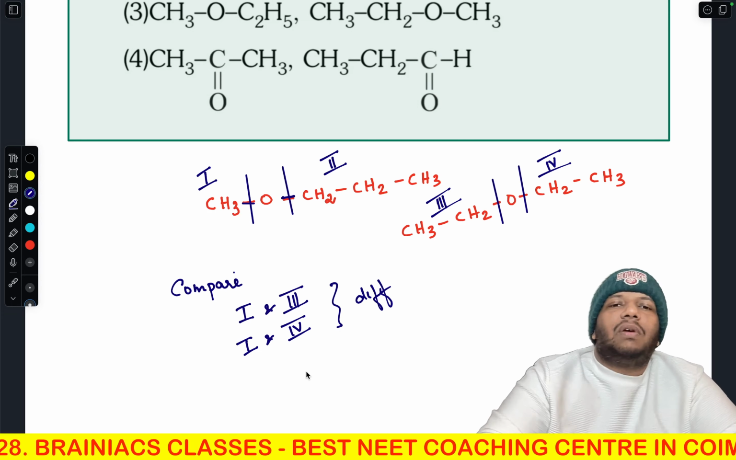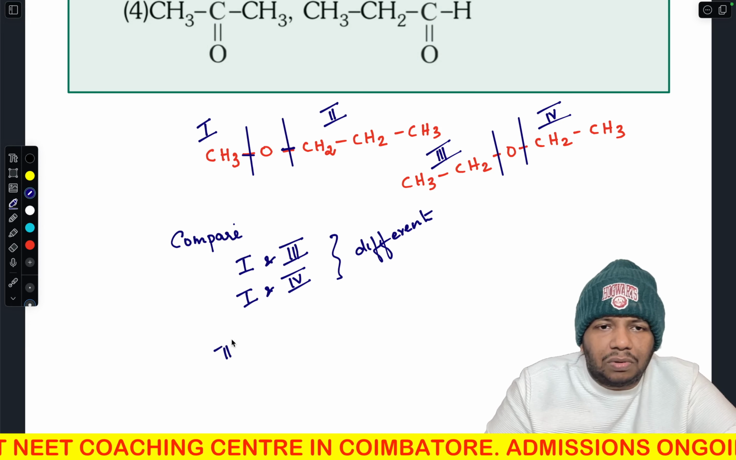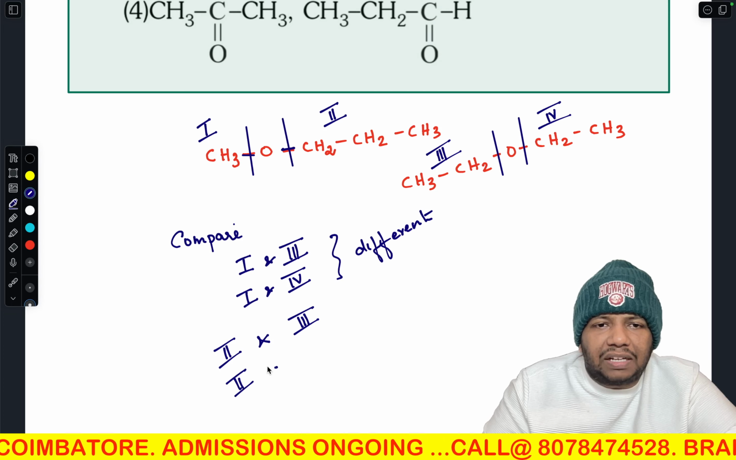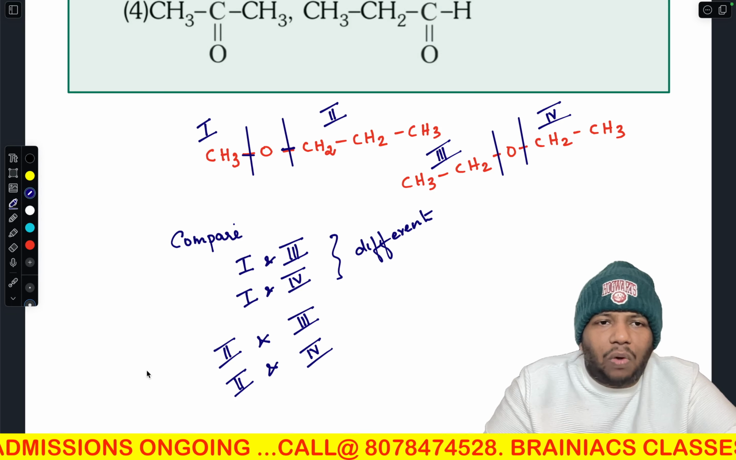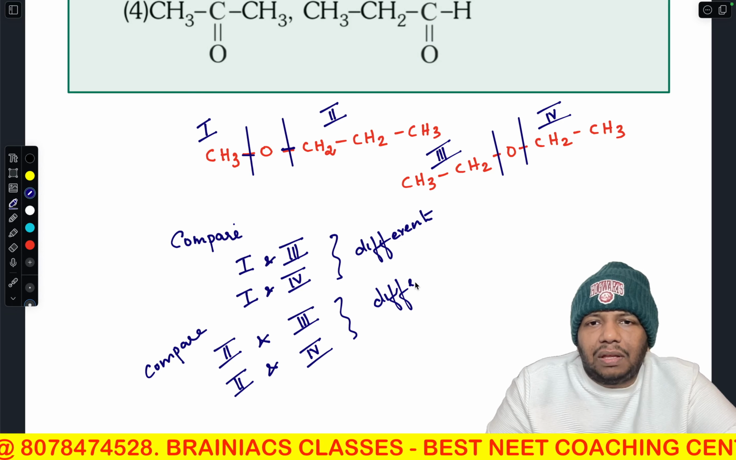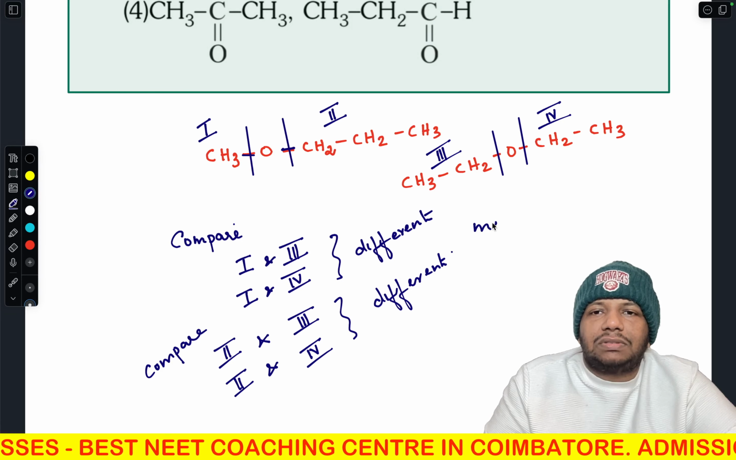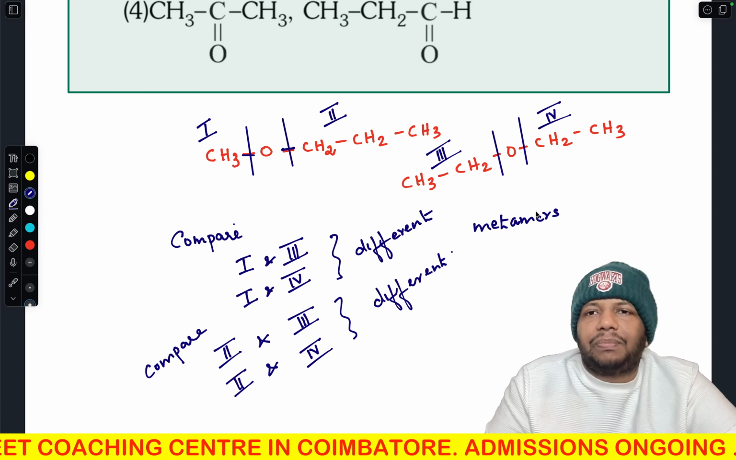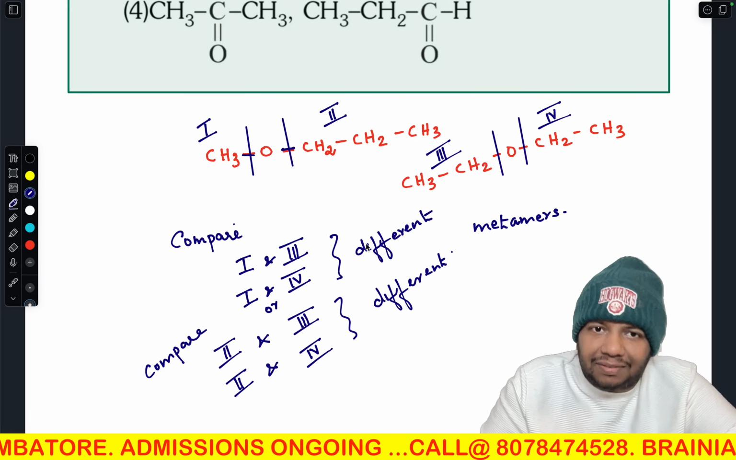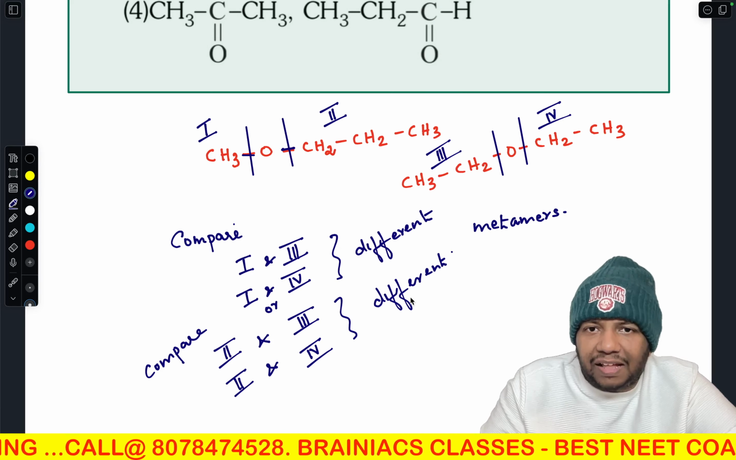This is one condition. What is the next condition? Take 2 and compare with 3, and take 2 and compare with 4. While comparing, these should be different. If these are different, then fundamentally they are metamers. This is the simple technique. Or at least one case is different and the other can be same. Both should not be different; one is different and the other can be same. Even that is possible.